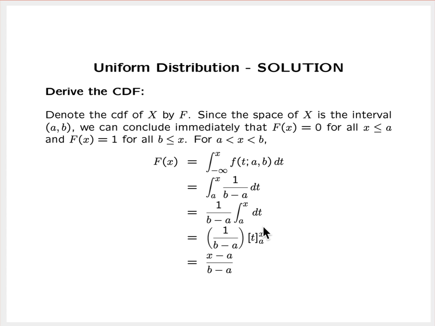The antiderivative of that is just t. We evaluate that at x and at a and then take the difference. All right, and again we have to multiply by the 1 over b minus a. And so for values of x between a and b, this is the expression for the CDF.